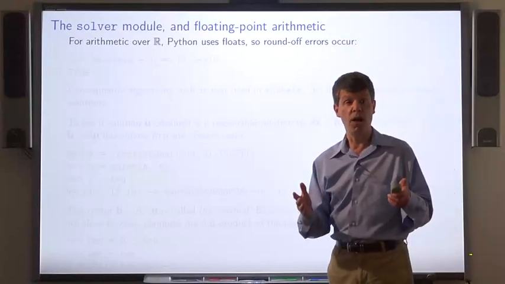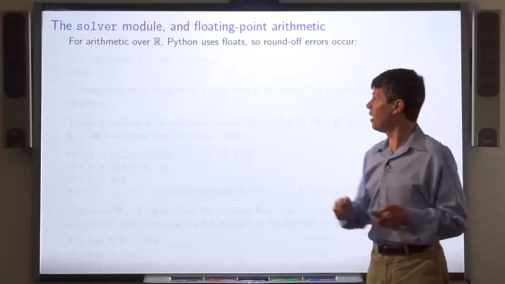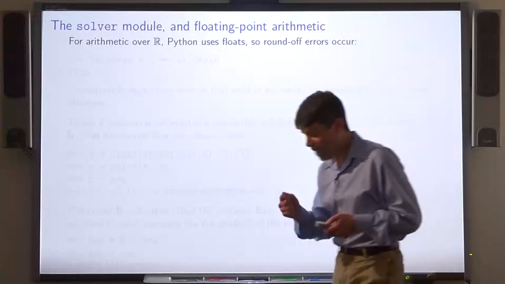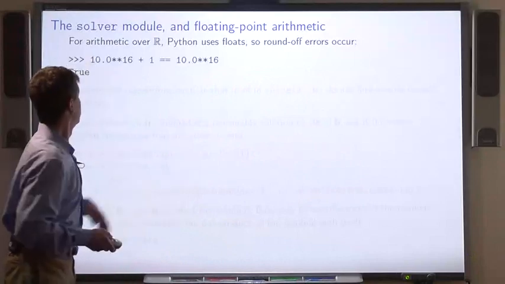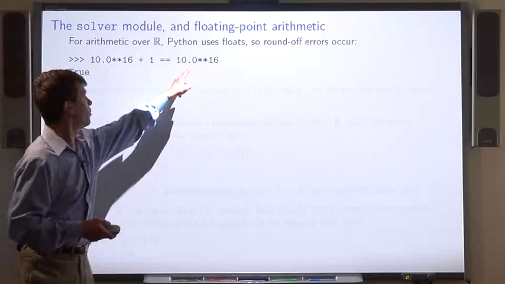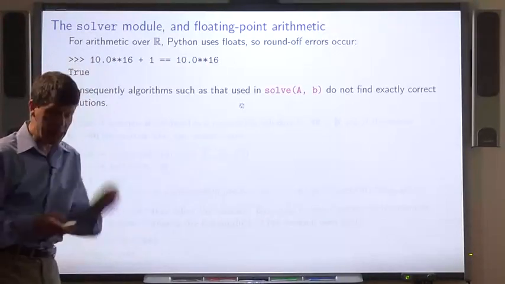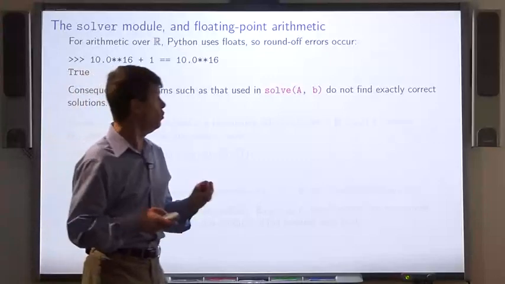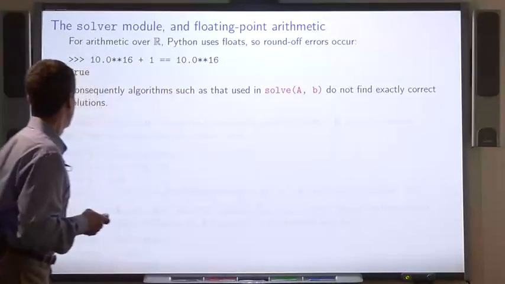When using the solver module to solve equations over the real numbers, we have to be aware that Python is using floating point numbers, floats. So round-off errors occur. For example, 10 to the 16 plus 1 is equal to 10 to the 16, according to Python. So algorithms such as that used in the solve procedure don't find exactly correct answers.